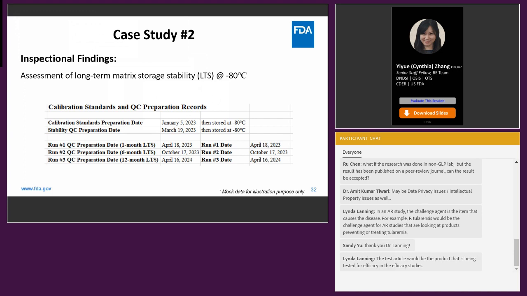It was also observed that during assessment of long-term matrix storage stability, LTS, at minus 80 degrees, calibration standards and QCs were prepared at different time points, as shown here in the table. Now, let me pause the presentation and give you a few moments to discuss what potential objections could be.